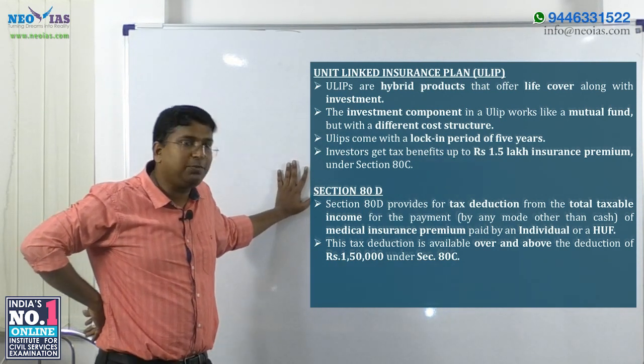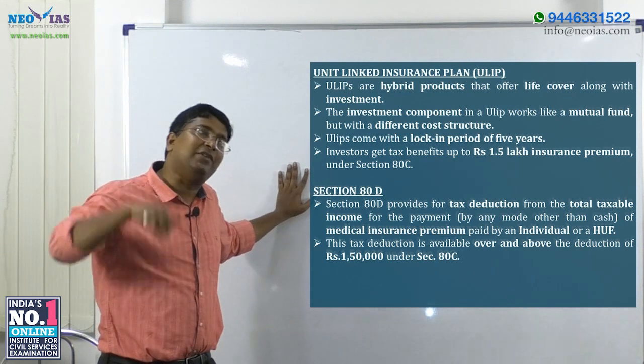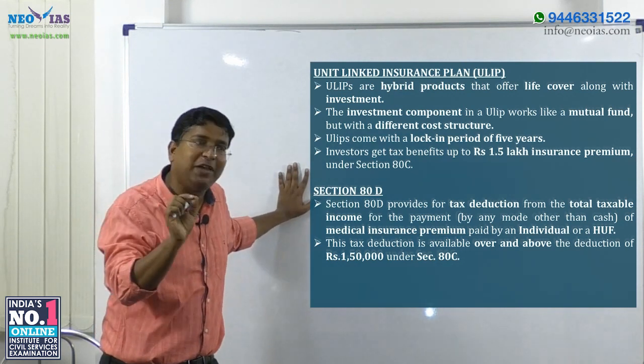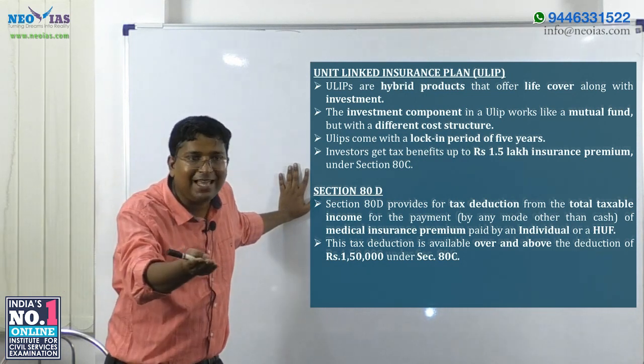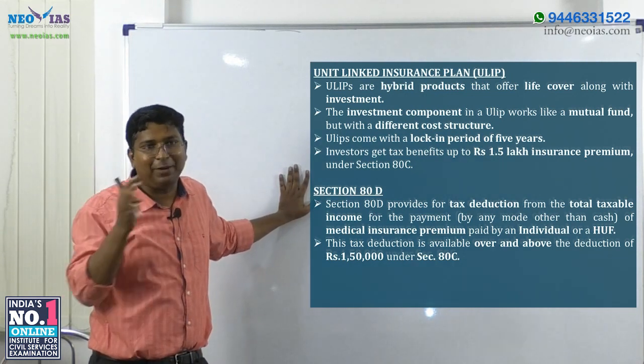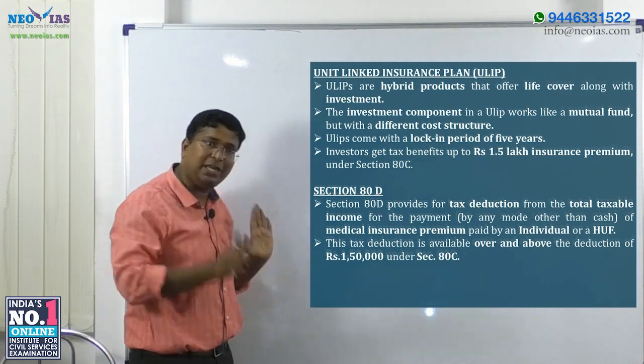So you can invest in multiple sources, and you can even invest 10 lakh. But only 1.5 lakh will be considered under tax reduction. The remaining 8.5 lakh will be considered as your taxable income. You get the point. That's why I'm telling you all these instruments you can use.